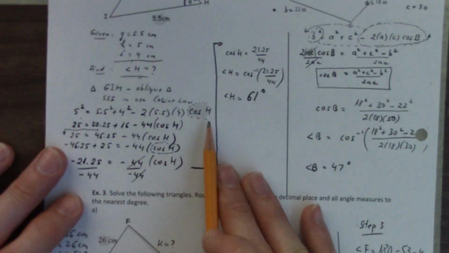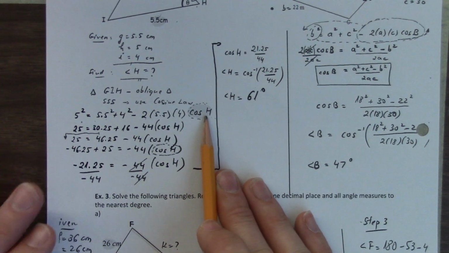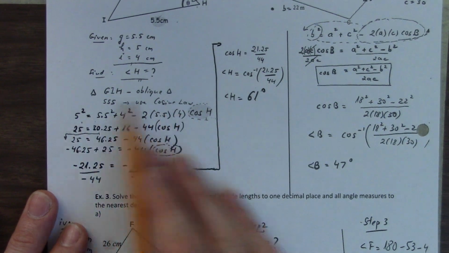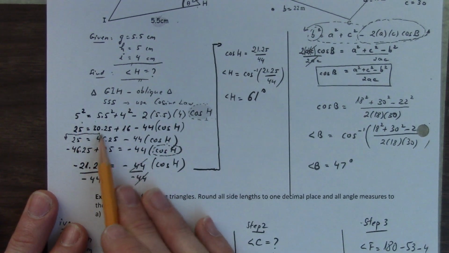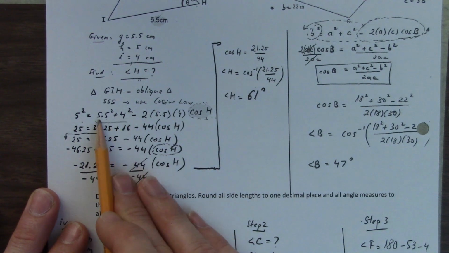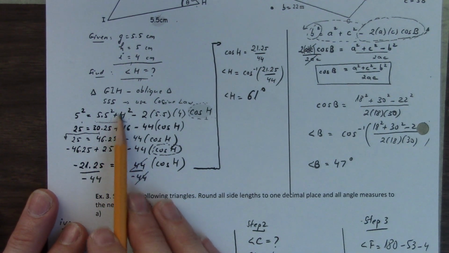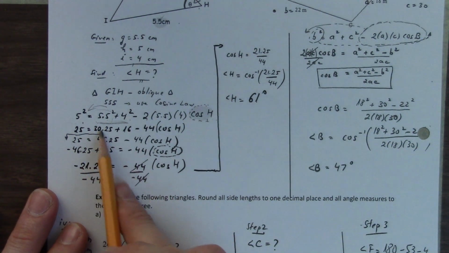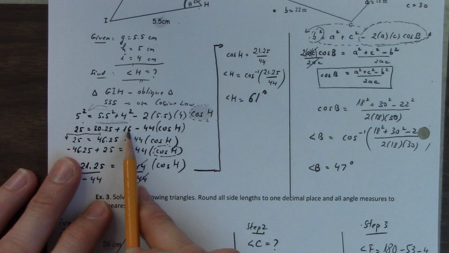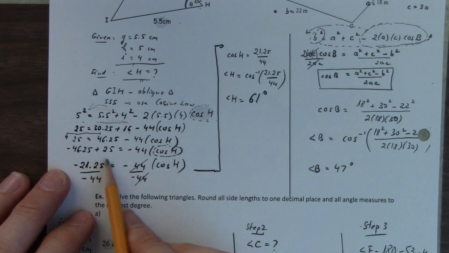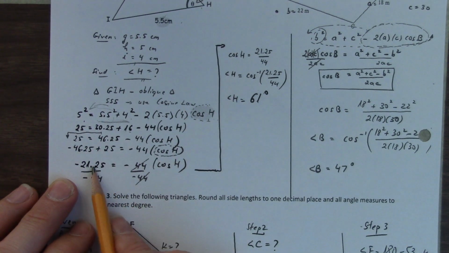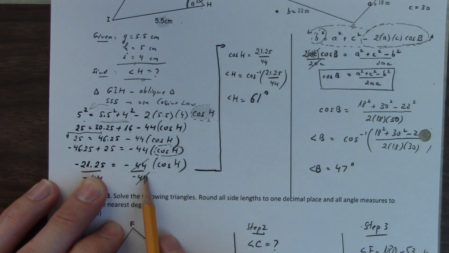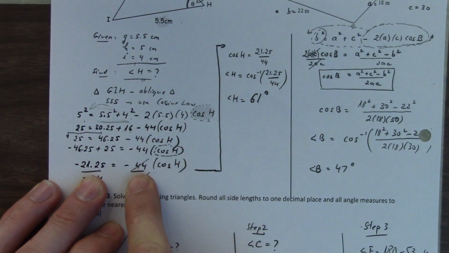Now this is harder to get the angle, but pay attention to what you need to do. You're going to deal with all the numbers that are loose first. So this 5 squared is 25. You're then going to subtract these two values, 5.5 squared and 4 squared, because they're going to come over to the other side. So 25 minus 30.25 minus 16, and you're going to end up with negative 21.25 is equal to 44 cos h. That's what you end up with.